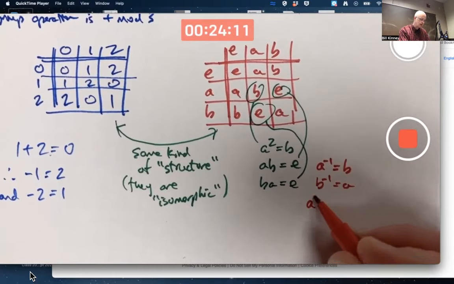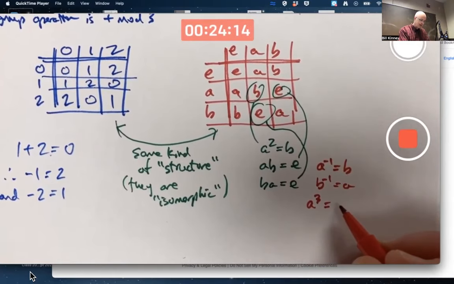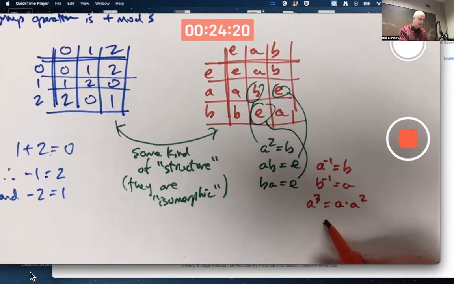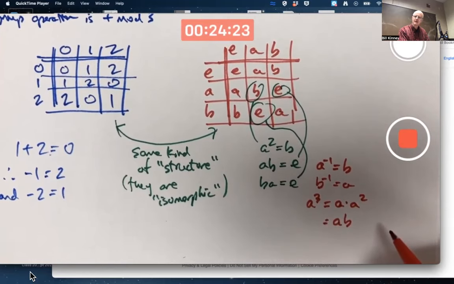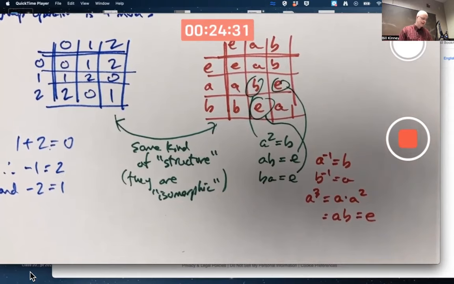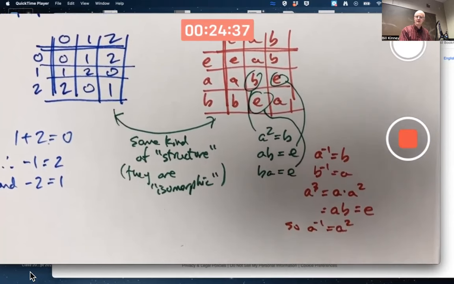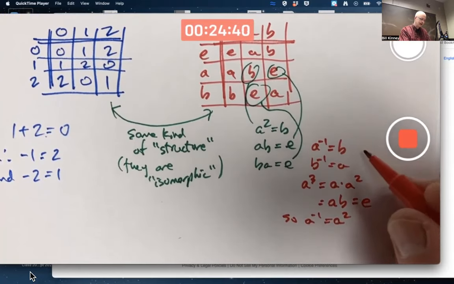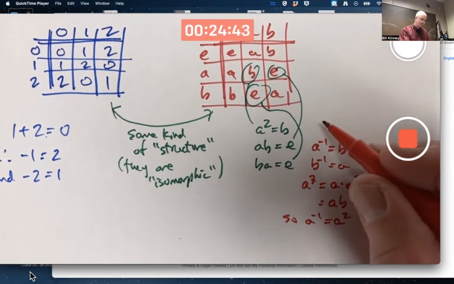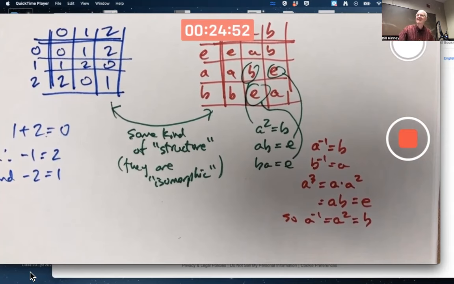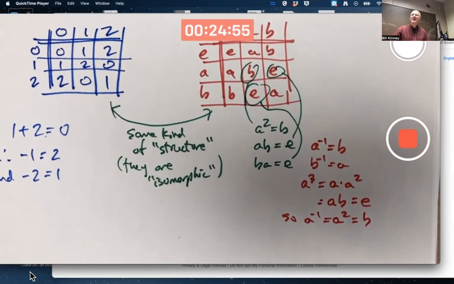A cubed, what would A cubed be? It would be A times A squared by definition. But A squared is B. This is AB, but AB is E. In other words, the inverse of A is A squared. But wait a minute, I thought the inverse of A is B. Well, yeah, but A squared equals B. It's a bit like going around in a circle. In fact, this is called a cyclic group. Feels like we're going around in circles. These things are called cyclic groups.